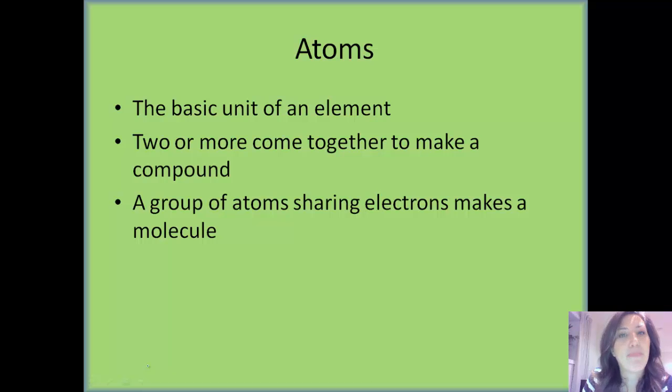So an atom is the basic unit of an element, which we've said, and 2 or more atoms can come together to make a compound, and a group of atoms sharing electrons makes up a molecule. So notice here we have 3 terms: elements, compounds, and molecules. You do need to understand the difference between those. And I would like to note that elements and compounds are pure substances. So elements cannot be broken down chemically to become any simpler, and compounds are just 2 or more atoms specifically combined.